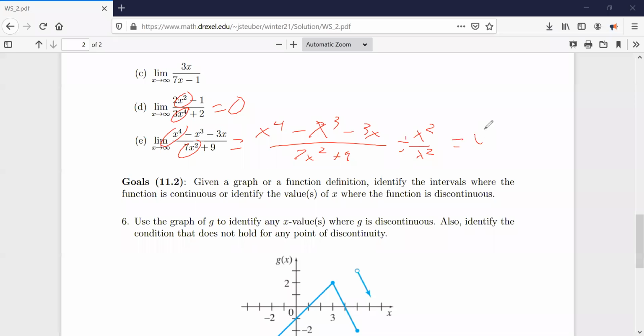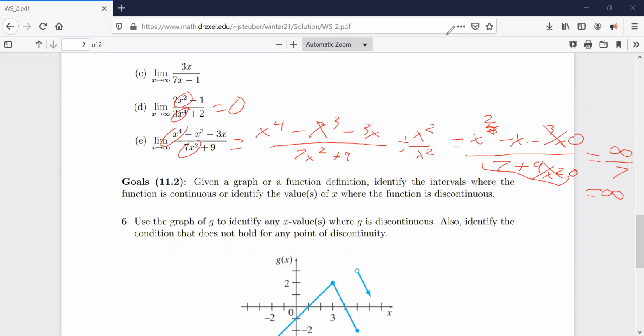That would be x to the 4th minus x minus 3 over x, all over 7 plus 9 over x squared. And I'm sorry, this should be squared. This bottom thing here is going to approach 7 because this guy approaches 0. This guy approaches 0. But then we have x squared minus x is going to approach infinity. So this is equal to infinity over 7, which is just positive infinity.